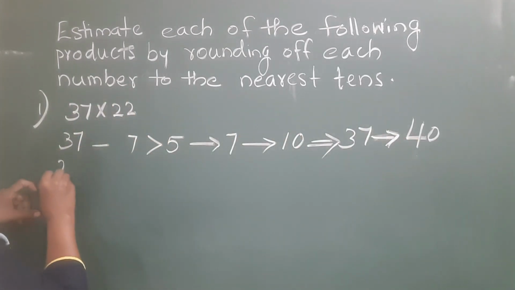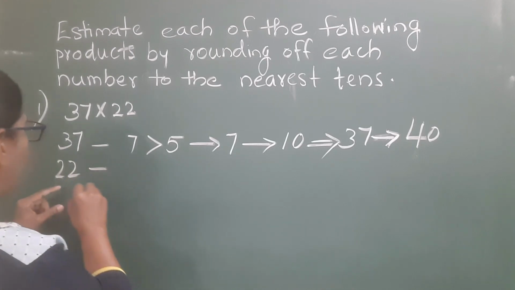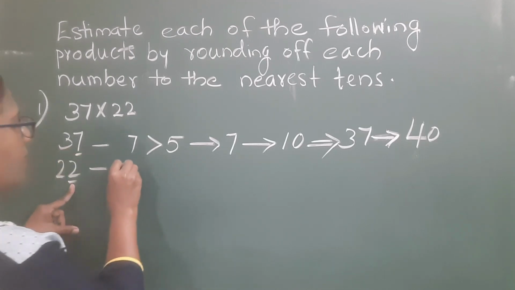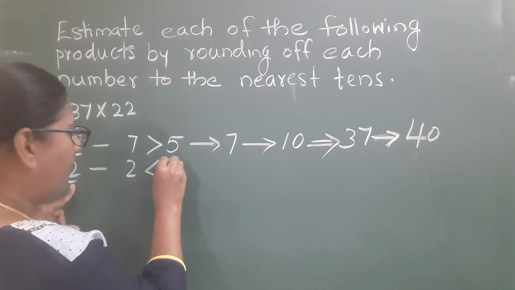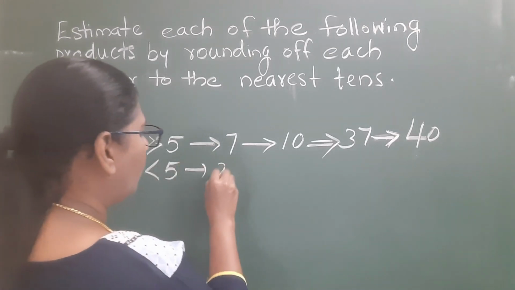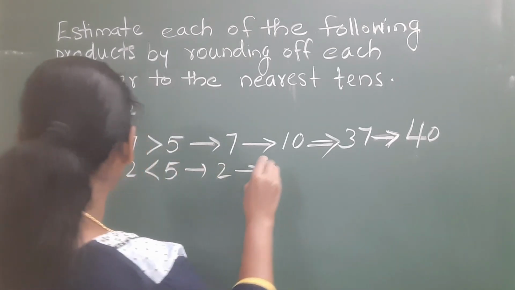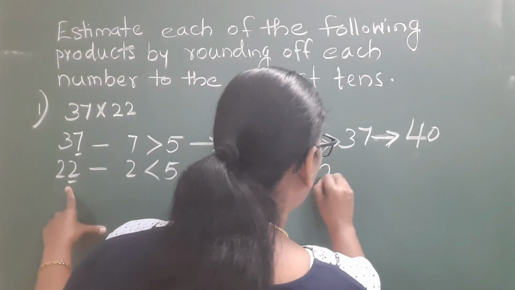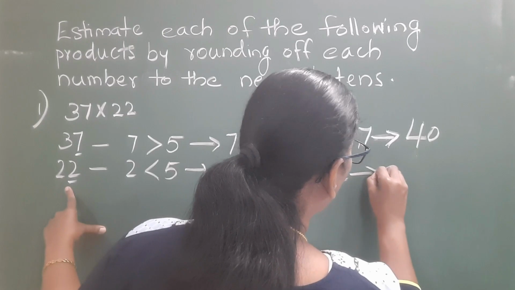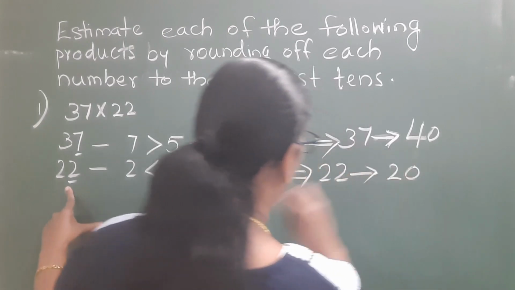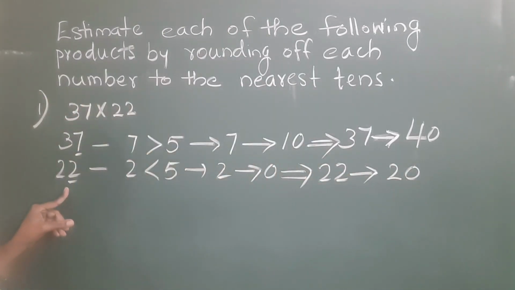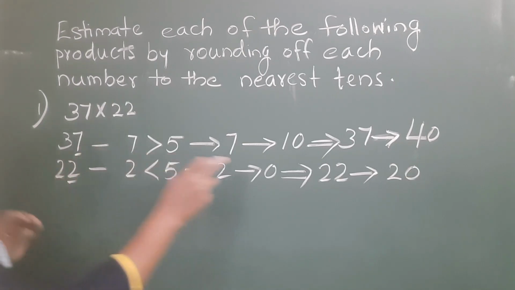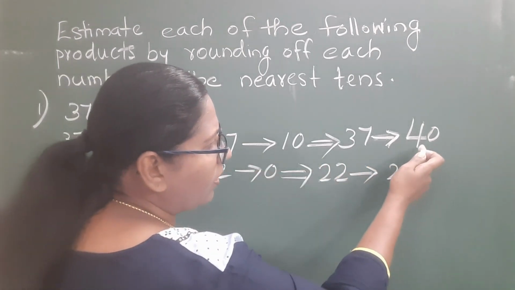Then we have to do 22. Here 2 is less than 5. So 2 rounds off to 0. So 22 rounds off to 20. Understand? Now what answer did we get here after doing rounding off?